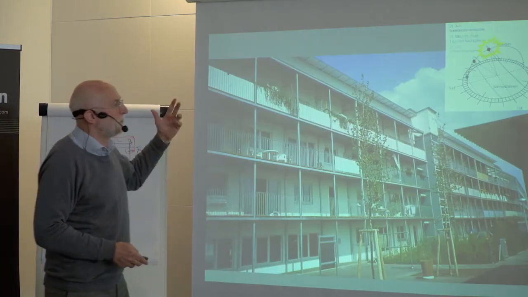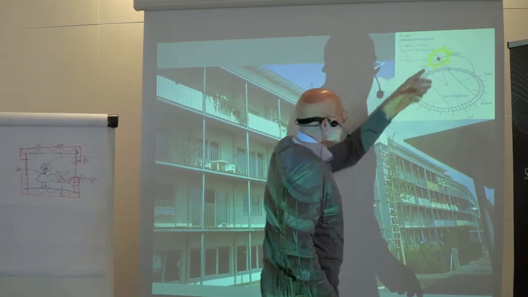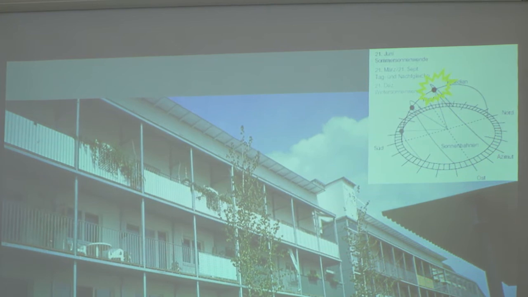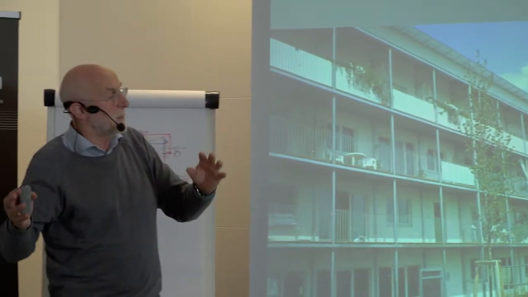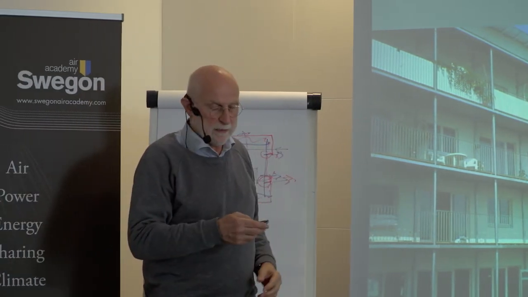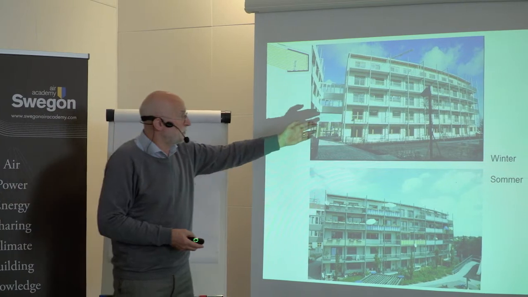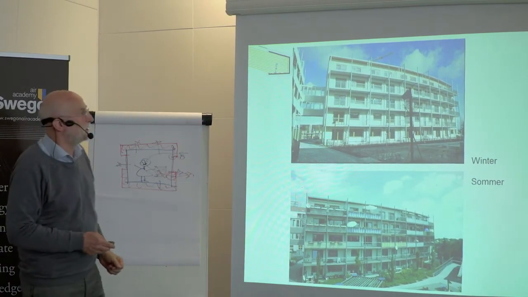And it goes up during summer. You see the sun in summer. And therefore, those balconies give shadow completely to the building. So the building is, without moving, in summer in shadow, in winter in the sun, which is good for the housings.